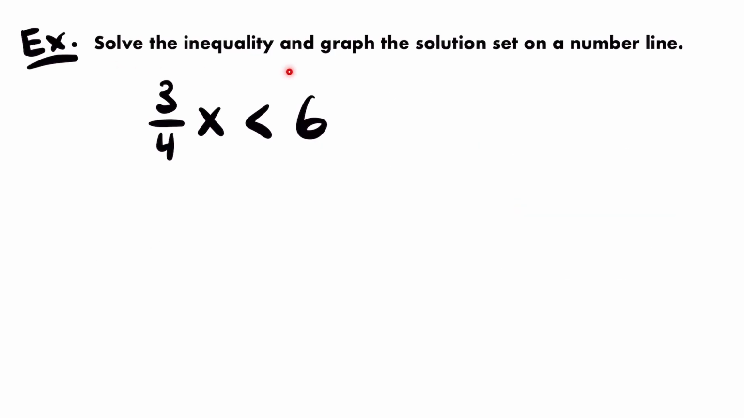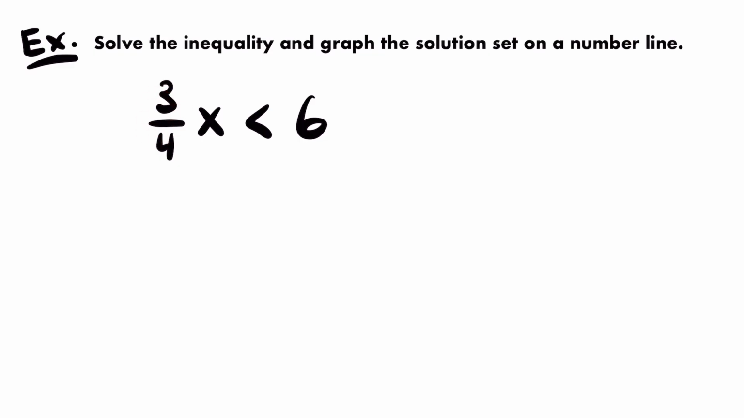For this example, we are given instructions. We want to solve the inequality and graph the solution set on a number line. All right, and we have 3/4 times x is less than 6. And so to solve this inequality, we have to get rid of this coefficient of x, and the coefficient is a fraction this time around.